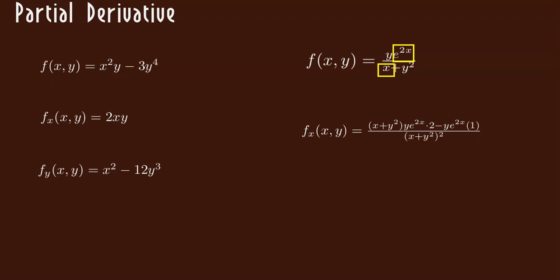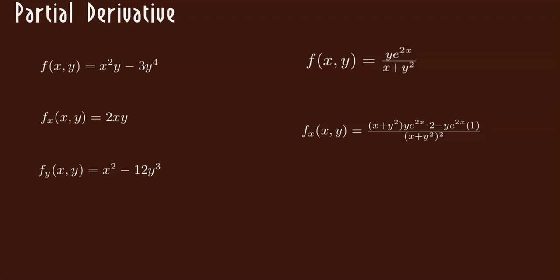So let's see what we get. The bottom, x plus y squared. Derivative of the top, well, y is just a constant, so it gets dragged along for the ride. So the derivative of the top is y e to the 2x times 2 because of the chain rule, minus the top times the derivative of the bottom. The only x on the bottom is a single x, so it's derivative of 1, all over the bottom squared.